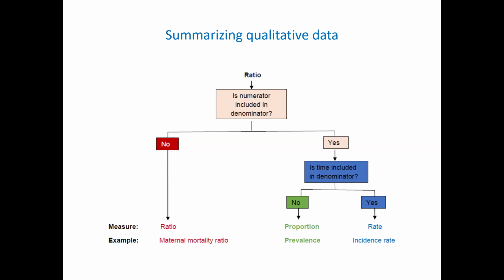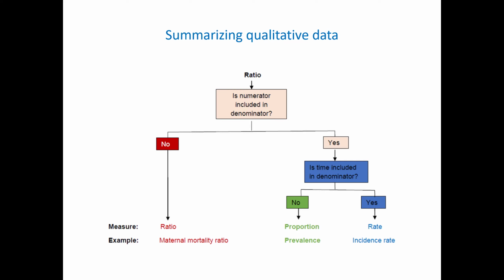Number of deaths due to pregnancy or childbirth, due to pregnancy and childbirth, over the total number of live births. In that situation, you remember the numerator is the number of women. Women are different from children. The live birth is the denominator. So if you look at it, the numerator and denominator are different. That's why they call it a ratio.